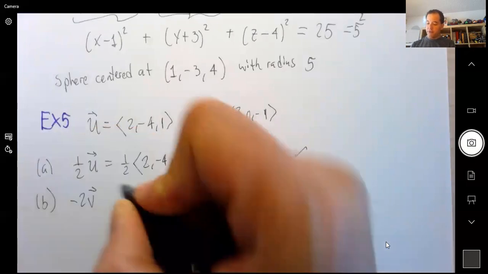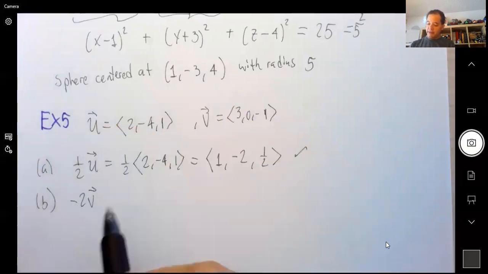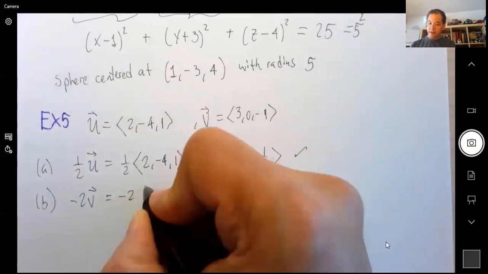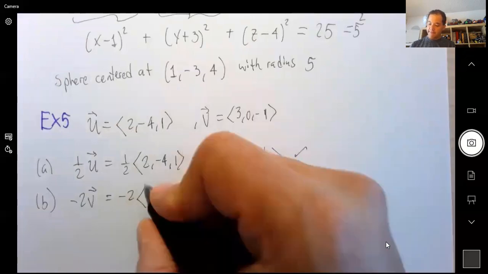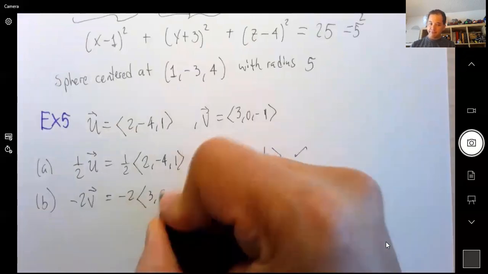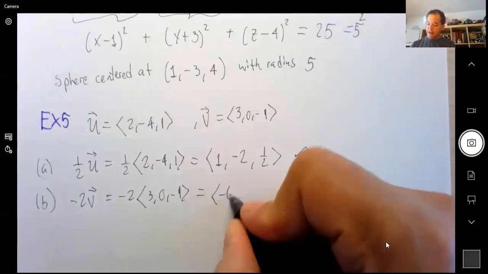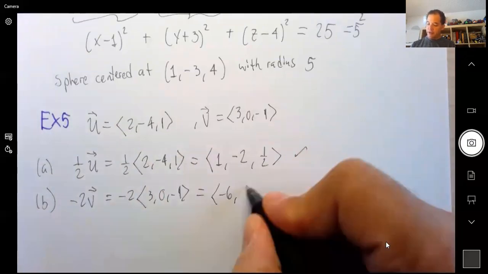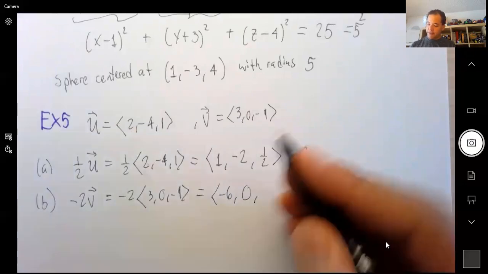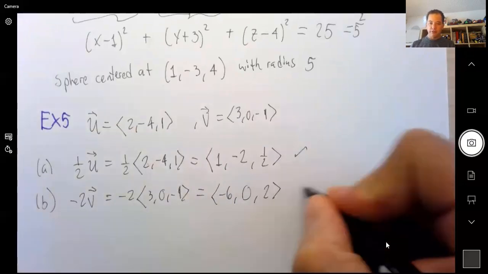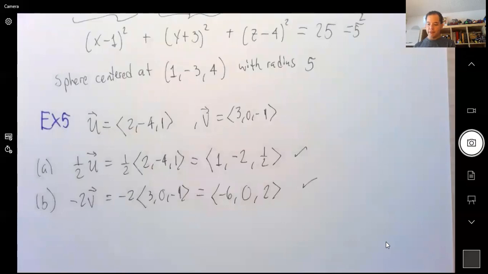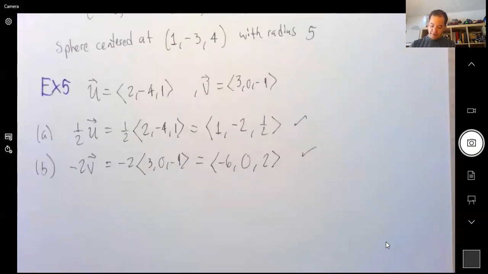Part B is to do -2v, right? And that's -2 times the vector 3, 0, -1. -2 times 3, that's -6. -2 times 0, 0. And -2 times -1, that's +2. Boom, that's it, right?